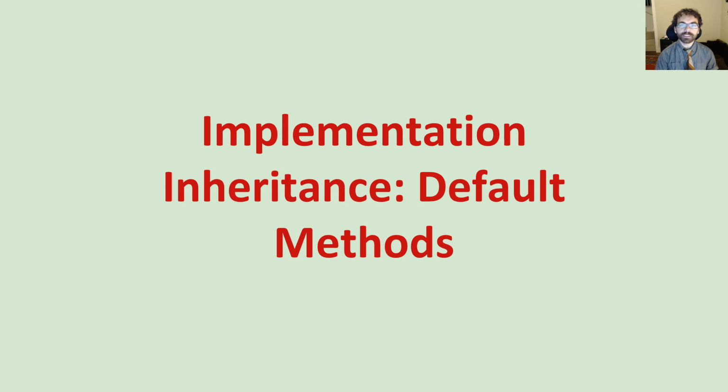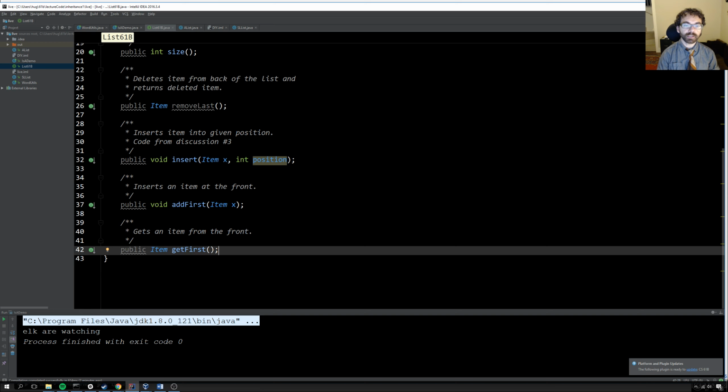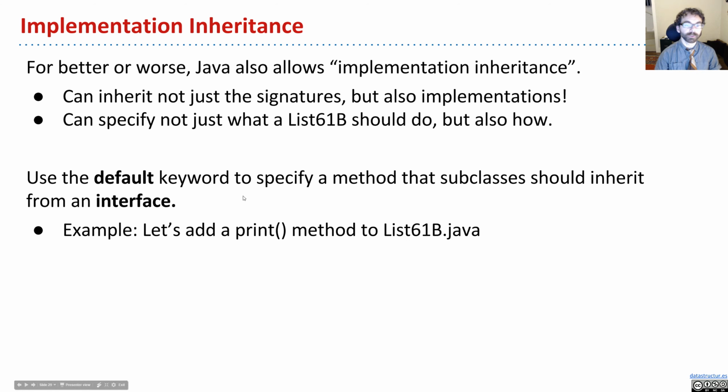There's another totally different but complementary way to use inheritance known as implementation inheritance, and we're going to see that in the context of something known as a default method. So for better or worse, Java also allows what's called implementation inheritance, in contrast to what we saw before. Whenever we use implementation inheritance, we're going to inherit not just what the list should do, but also how. So instead of just getting a list of all the things that a list should be able to do, we're going to say how to do it.